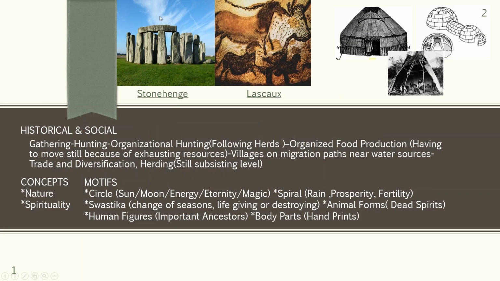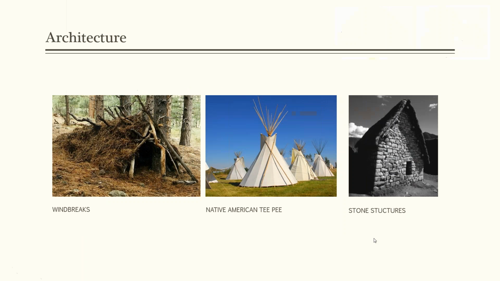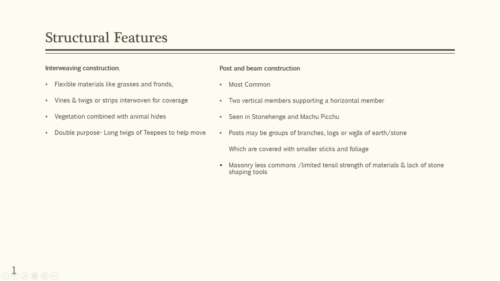So we have our posts and a beam going over the top, and sometimes that would be in timber form, so larger wooden members. Two vertical members supporting a horizontal member. Machu Picchu is also a good example of this. The posts may be groups of branches, logs, or walls of earth, stone, which are covered with smaller sticks and foliage. We have masonry, that's less common, limited tensile strength of materials, and lack of stone shaping tools.